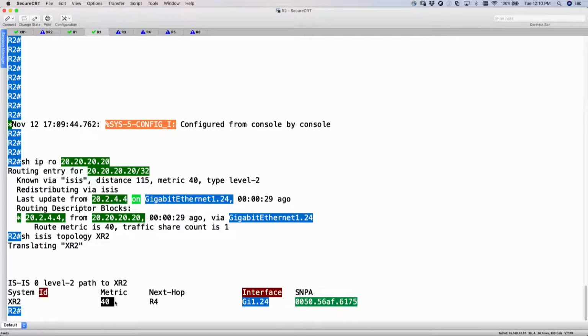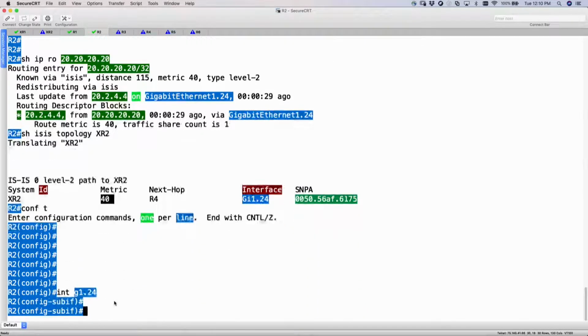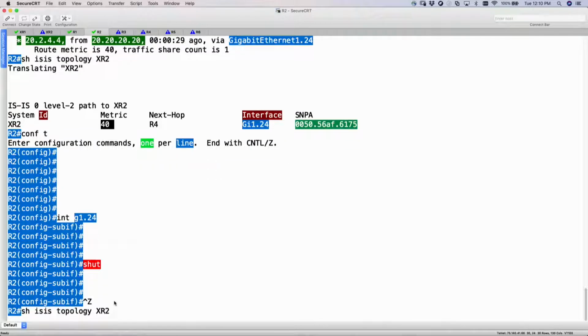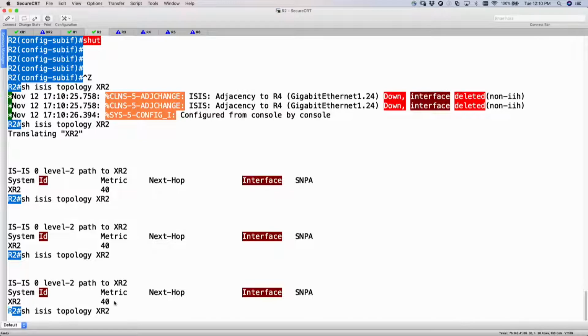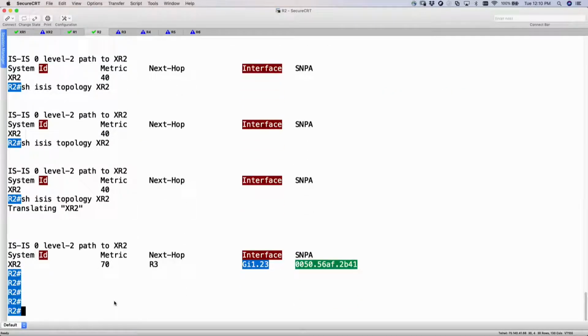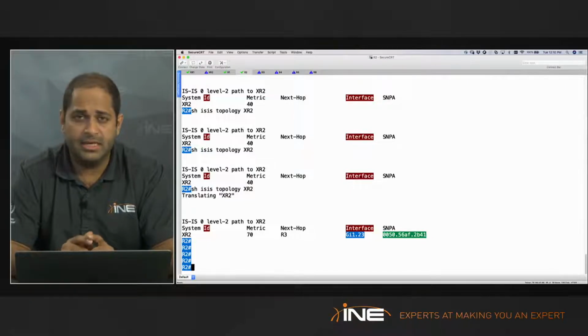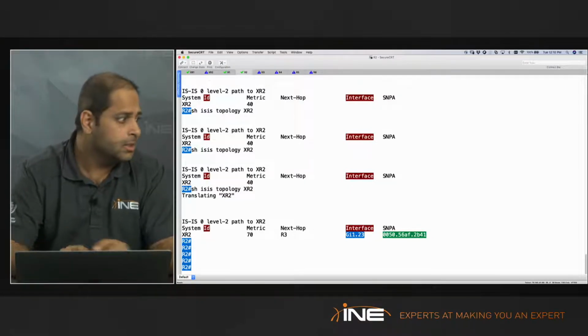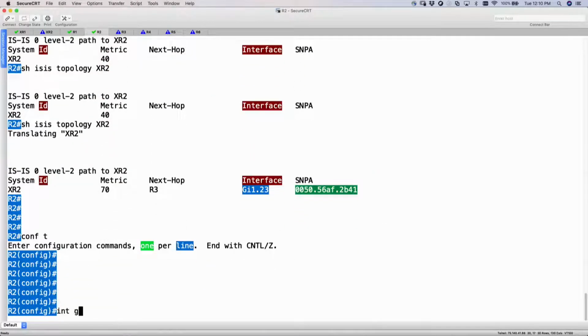If I actually shut down the link to R4, I should see that. Let's go to interface gig 1.24, shut this link down and look at the topology again. I should see that it routes through R3 and my total metric is 70. So you can change this behavior by increasing the metric greater than 63 by changing the metric style to wide. Let me go back to R2 and do a no shut on my primary link.